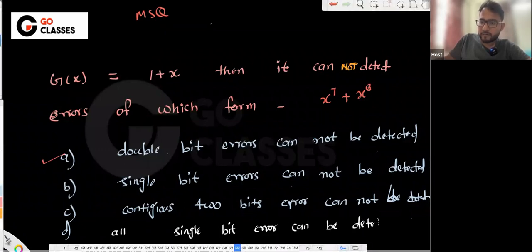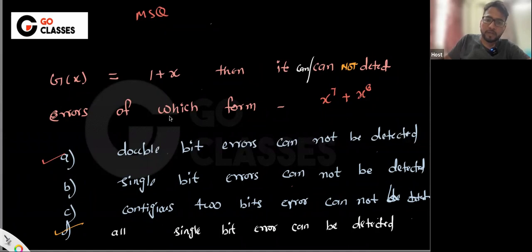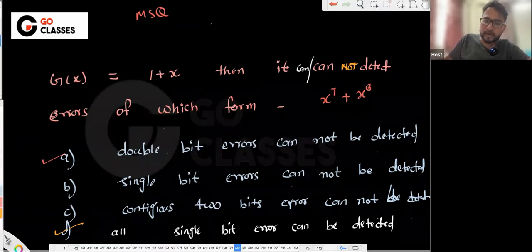Can be detected. The answer is actually this one also. It can or cannot detect errors of which form. So single bit error cannot be detected. No, that's wrong. Contiguous 2 bits error cannot be detected. It cannot detect any 2-bit error.